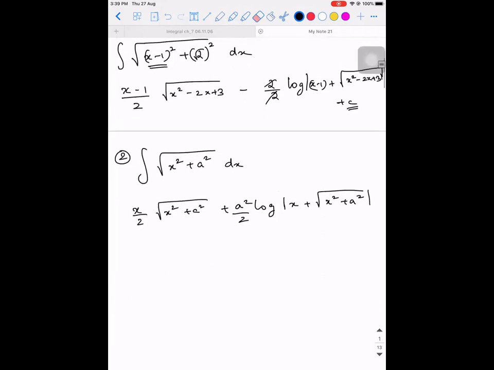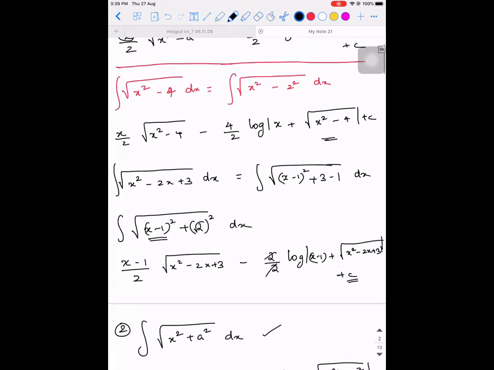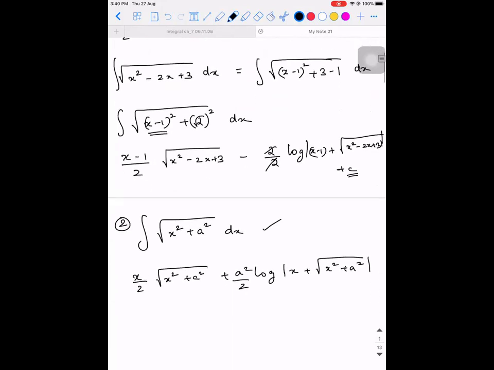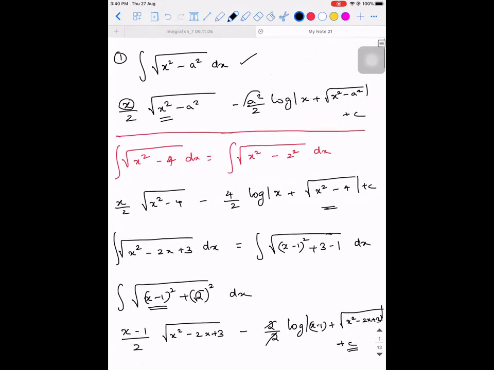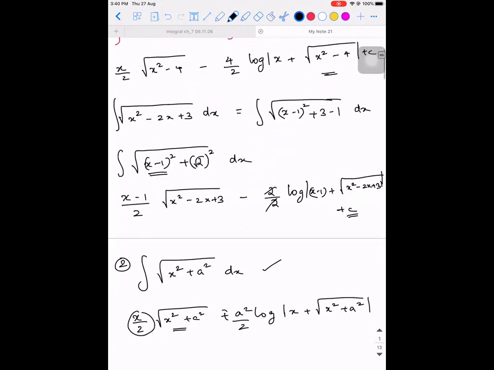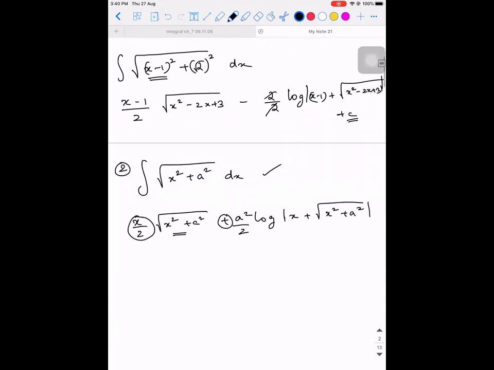Okay. The next one we will see is integral of root of x square plus a square dx. The formula is almost similar. For x square minus a square it is x by 2 into root of x square minus a square minus a square by 2 log of x plus root of x square minus a square. For this one, it will be x by 2 into root of x square plus a square plus a square by 2 into log of mod x plus root of x square plus a square. Got it? So this is how it is going to be.